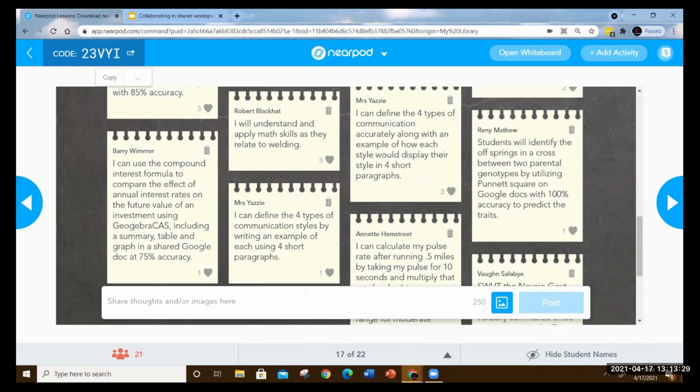Right, but yeah, you reword it, but the point is that you still have 2 learning targets embedded in one. One of them is defining the 4 types of communication accurately. And the other is writing in each of those 4 communication styles.